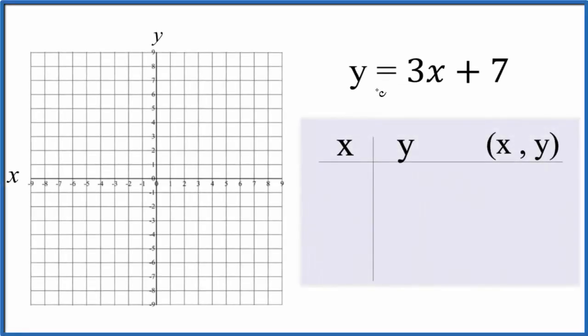Let's draw a graph for the equation y equals 3x plus 7. And we'll do it two ways. We're going to use a table of values first. We'll put some values in for x, find y, and graph those here. And then we'll look at the slope-intercept formula to check our work.